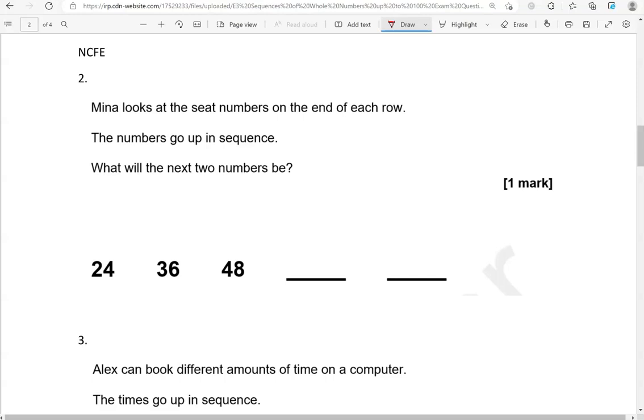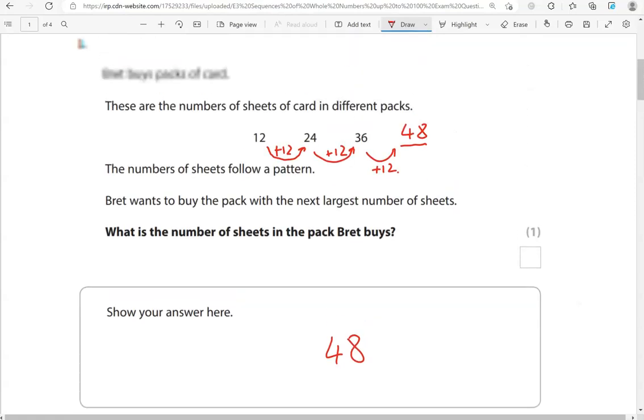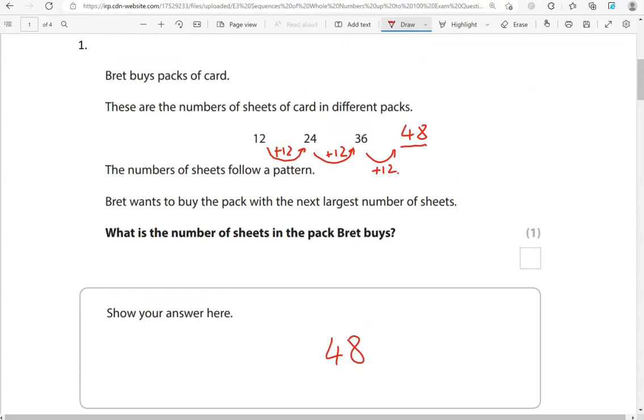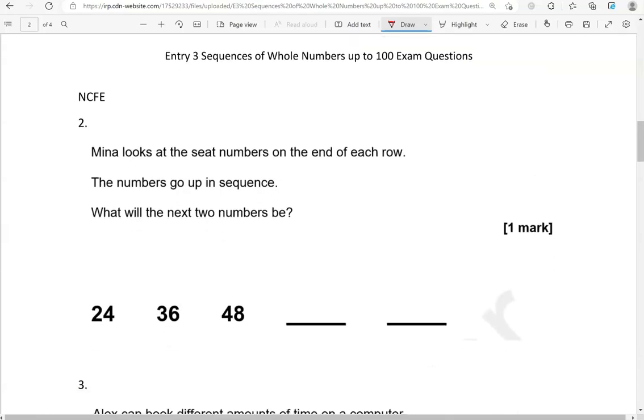Mina looks at the seed numbers on the end of each row. The numbers go up in sequence. So to go up in sequence, that means to go up by the same amount each time. What will the next two numbers be? So we've got 24, 36, 48, and we need to find the next two numbers. So this is exactly like the one we've just seen. 24, 36, so the next one will be 48. Yes? And then what's the next one?